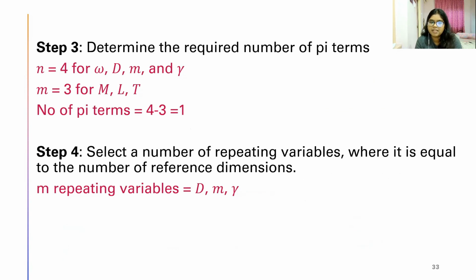Step 3, determine the required number of pi terms. In order for us to determine the number of pi terms, we have to do k minus n minus m. So we get 1. So there is only one item, meaning that later on, step 6, we can skip it since there's only one item. Step 4, select a number of repeating variables equal to the number of reference dimensions. So the repeating variables are the diameter, mass of the cylinder, and also specific weight.